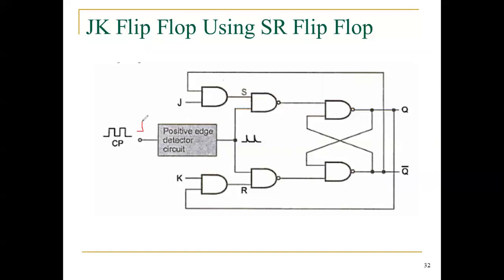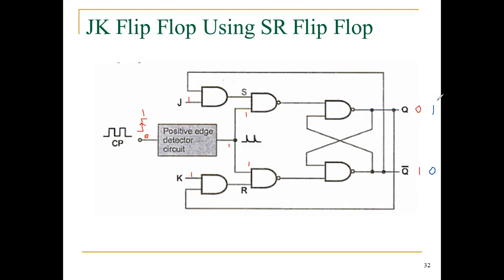Now, what is the condition? My clock pulse is again positive edge triggering. That means 0 to 1 transition. So this is 1. Hence, one of the inputs here, the SR input, is equal to 1 1. Now, my J is equal to 1, K is equal to 1. J and K equal to 1 1. So initially I made the assumption Q equal to 0. Hence Q bar equal to 1. And another case, my Q equal to 1, Q bar equal to 0. We will see one by one now.